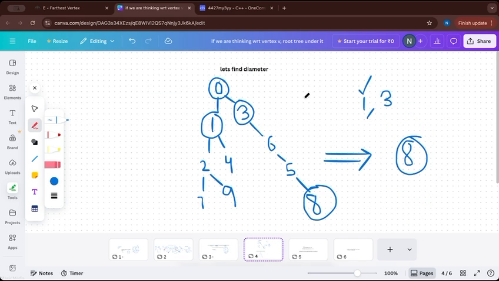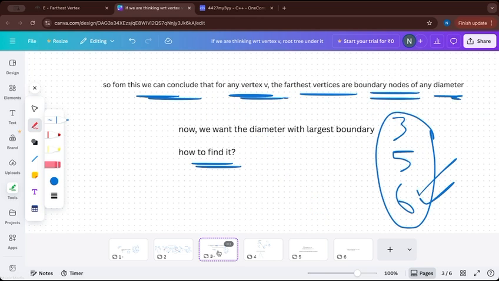So let's find the diameter. The main thing is to find the diameter with the largest vertices, right? So that if we just find one diameter, based on that we can find the answer. Instead of finding all the diameters, we can find one diameter effectively with the given condition.